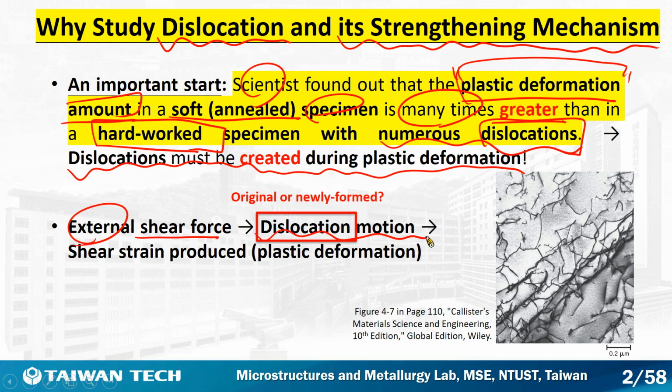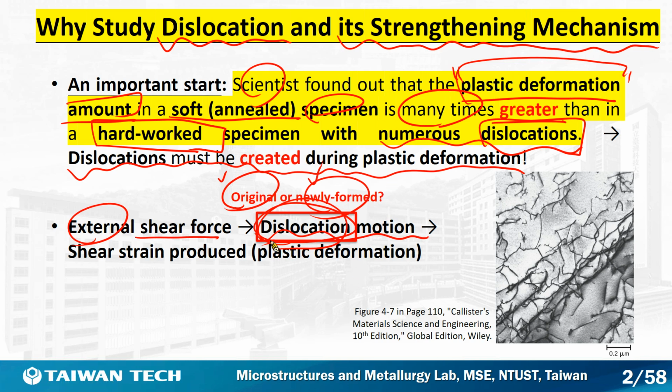And now we have a very important question. Where are the dislocations coming from? Are these dislocations the original ones, or are these dislocations the newly formed ones? Okay, so we have two types of dislocations considering the status, the original one or the newly formed one.